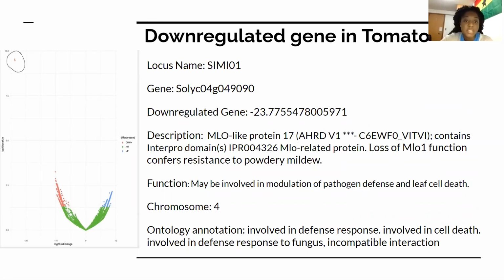So when looking at this downregulated gene in tomato, the volcano plot shows the x-axis, the fold change in gene expression, and the y-axis is the negative log p-value. The blue on the volcano plot represents the upregulated genes, and the red represents the downregulated genes, and the green is not significant. Also, this downregulated gene in tomato, under the drought condition, is significantly downregulated and codes for a protein involved in defense response and protection against mildew infection.